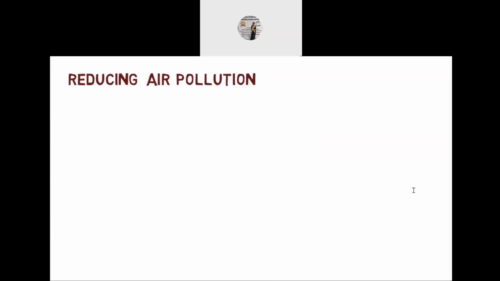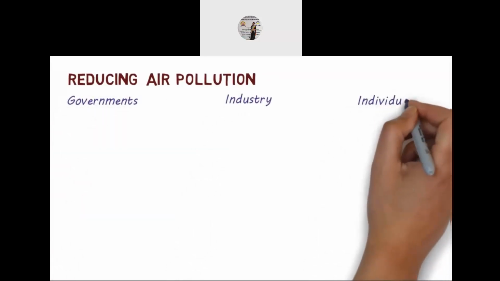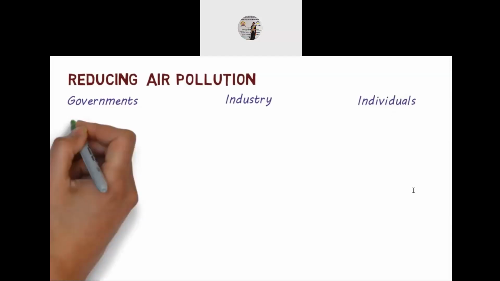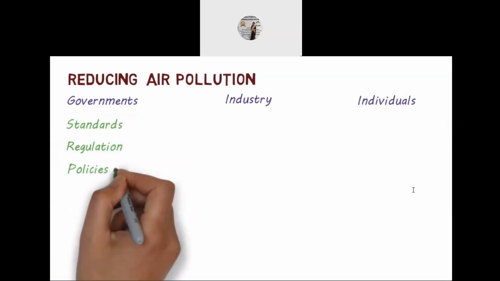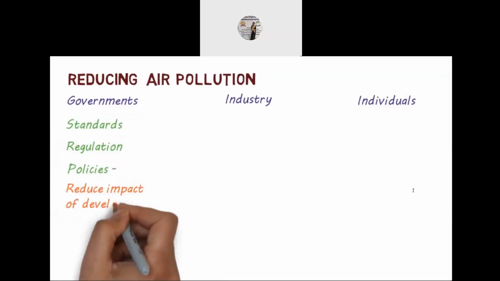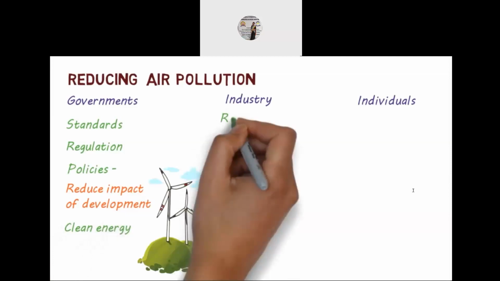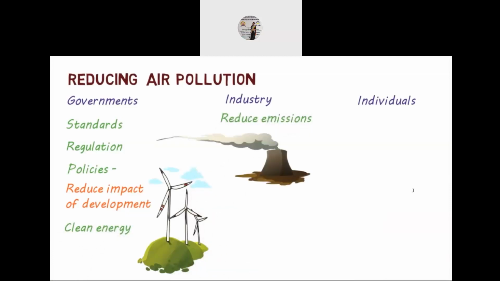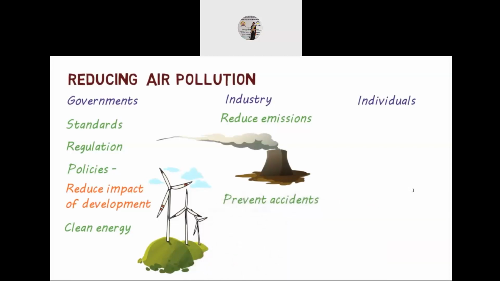These require the combined efforts of governments, industry, and individuals. For example, governments can take actions like developing standards, regulating the level of pollutants in the air, developing policies to reduce environmental impact of development, and using clean energy sources. Industry can take steps like reducing their emissions to the environment, taking measures to prevent pollution accidents, or developing technology to reduce emissions, like electric cars.